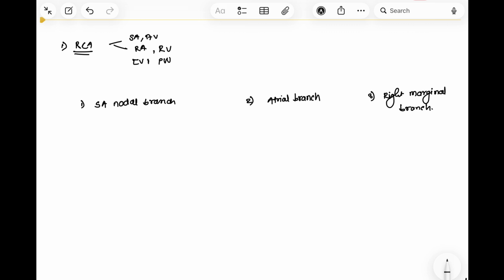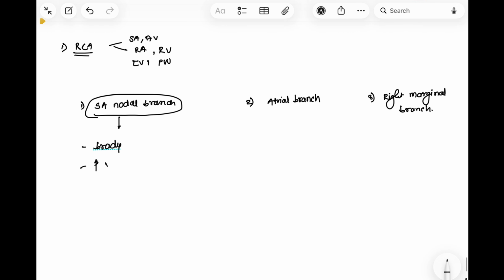Now these branches are very important to understand. Suppose SA nodal branch is compromised, that there is an occlusion which results in the compromise of SA nodal branch. Then what will we get? We will be getting bradycardia, right? Why do we get bradycardia? It may be due to the decreased blood supply to SA node, or there may be an increase in vagal stimulation. In atrial branch, if there is a compromise in atrial branch, what will we get? We can get atrial tachycardia, right? Also we can get atrial fibrillation.